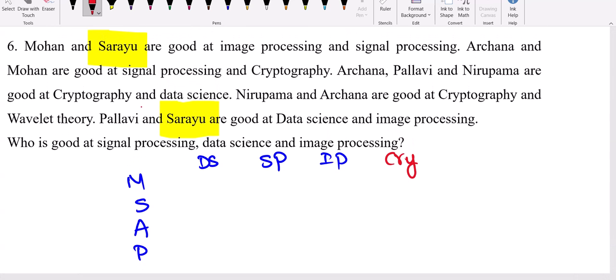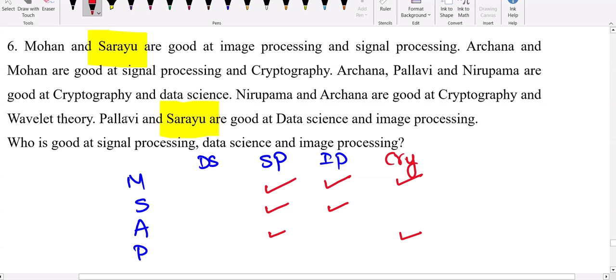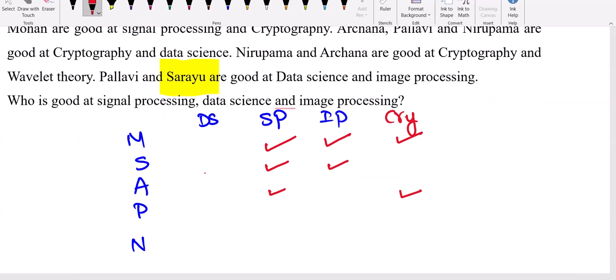Now first, Mohan is good in image processing, good in signal processing. I'll put a tick mark for that. Sarayu is also good in signal processing and image processing. Next, Archana and Mohan are good in signal processing and cryptography. Signal processing already has a tick mark for Mohan, so again not required. Next, Archana, Pallavi and Nirupama are good in cryptography and data science. Fine, that's also done. Then Nirupama and Archana are good at cryptography. Nirupama is good in cryptography, Archana already is.